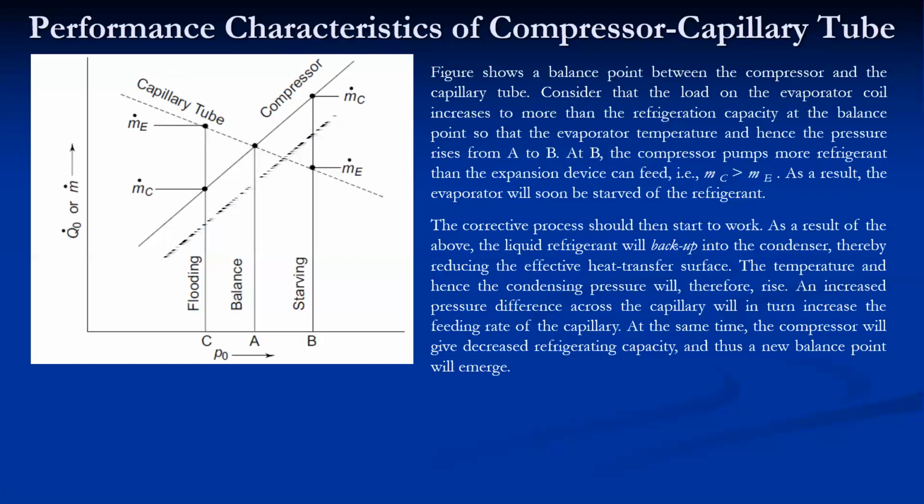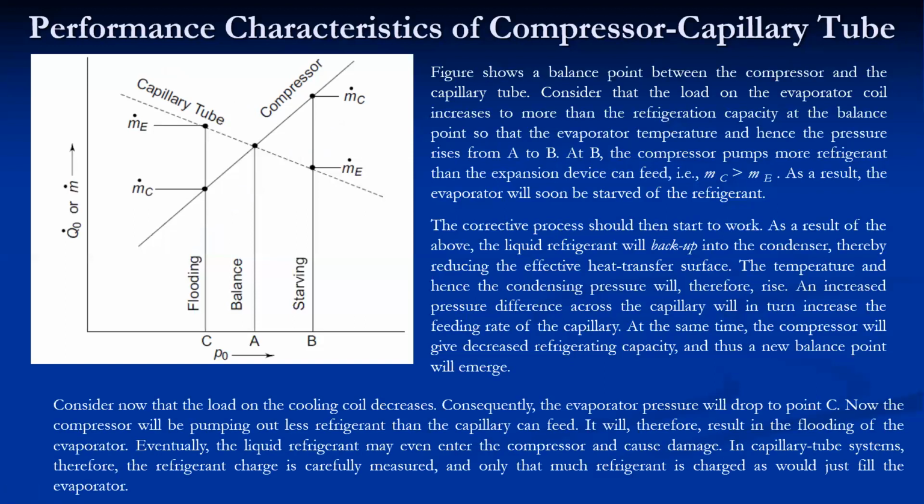On the other hand, consider now that the load on the cooling coil decreases. So this is the balance condition. As the load decreases, the evaporating temperature decreases from A to C. So this is a new operating point where the evaporating temperature is decreased because of the decreasing cooling load.